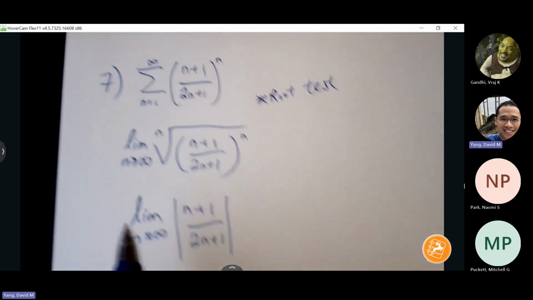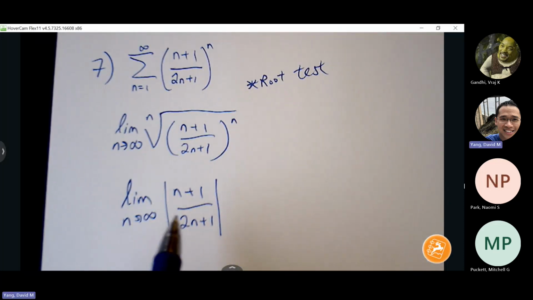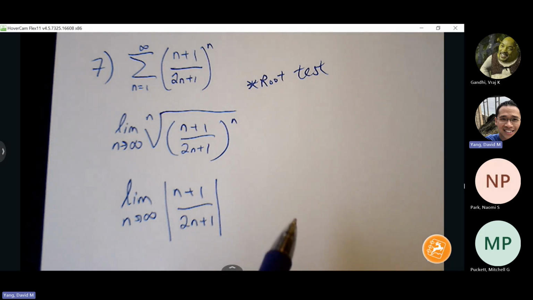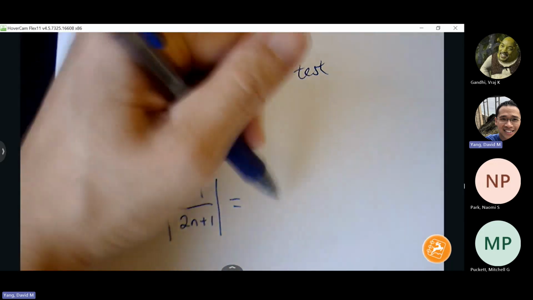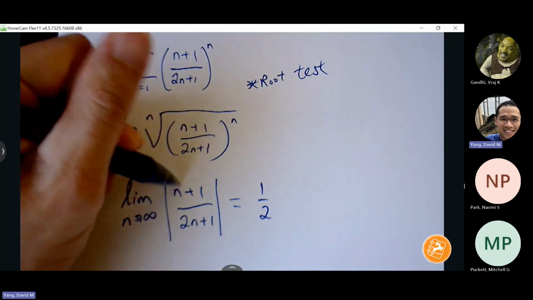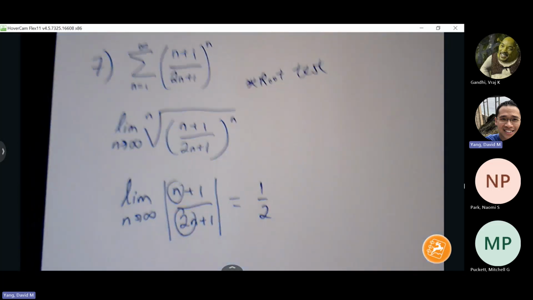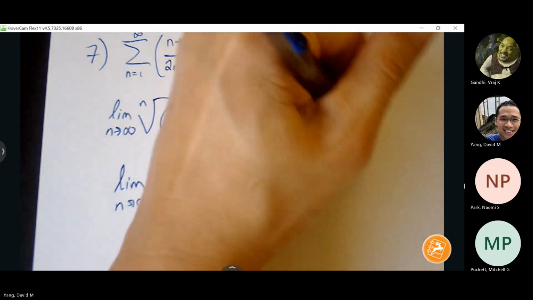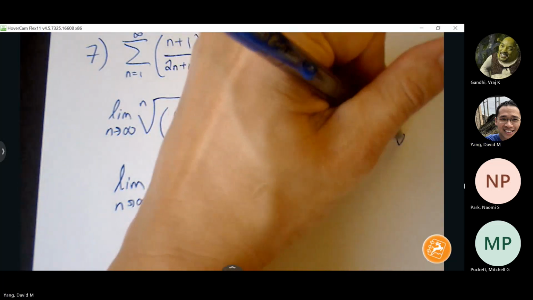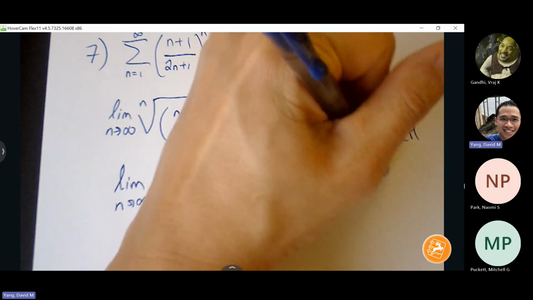Okay. And then the conditions for the root test are the same as the conditions for the ratio test. If this is less than 1, then it'll converge. If it's greater than 1, it'll diverge. If it's equal to 1, then it's inconclusive. But in this case, it's going to end up being 1/2 because we can just look at the ratio of the leading coefficients. This is less than 1, so by the root test, my series will converge.